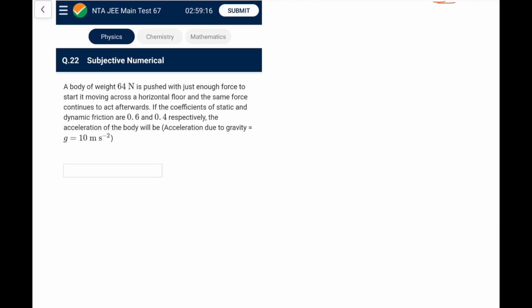Next one. A body of 64 Newton is pushed with just enough force to start it moving along a horizontal floor. That means that is Fs max. And the same force continues to act afterwards. So once it moves, this F is Fs max. Now the friction would be Fk. So acceleration would be (Fs max minus Fk) by m, which you directly remember as (mu s minus mu k) g.